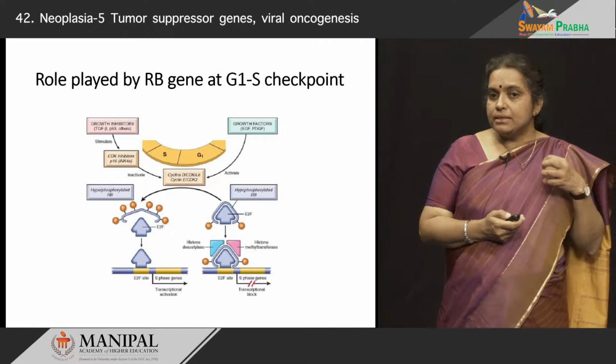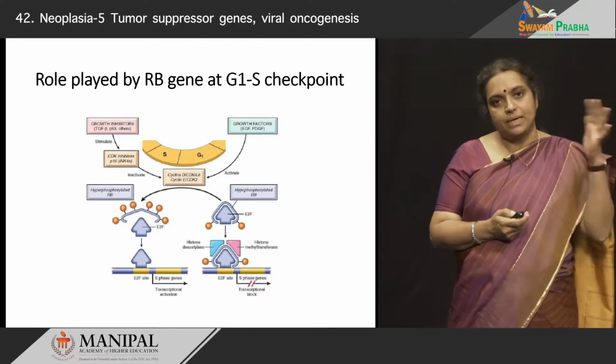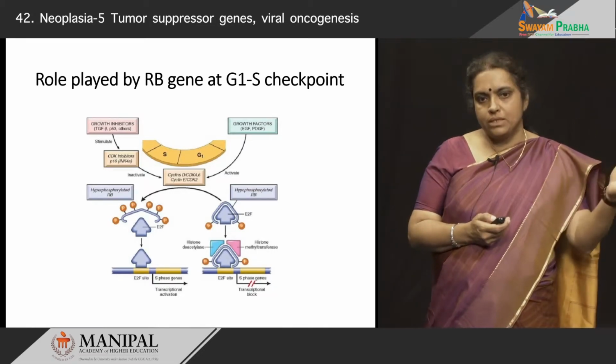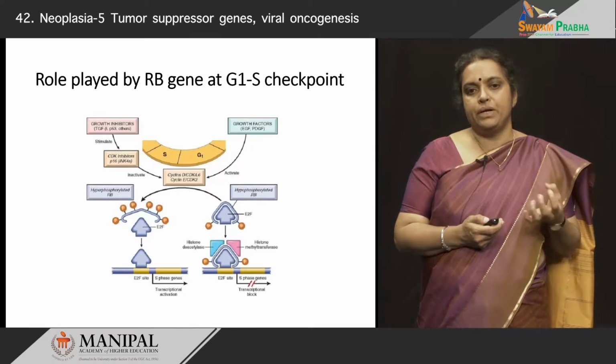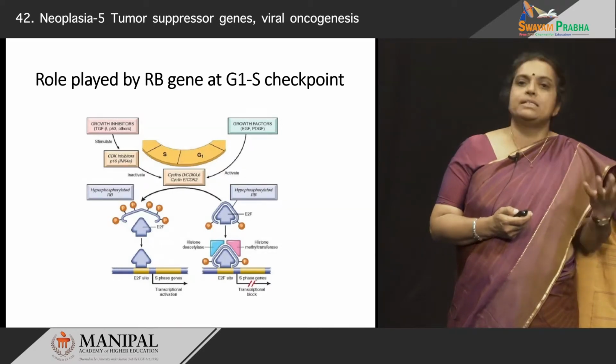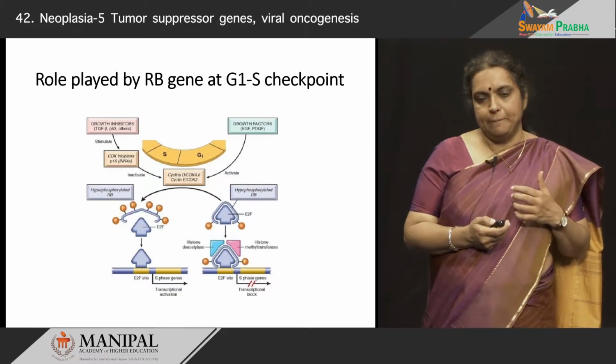Now, once this retinoblastoma protein is phosphorylated, which means it acquires more phosphate groups, as you see on the left side, it has no space to hold the E2F, which is released, and it is available as a transcription factor, and it drives the cell cycle.